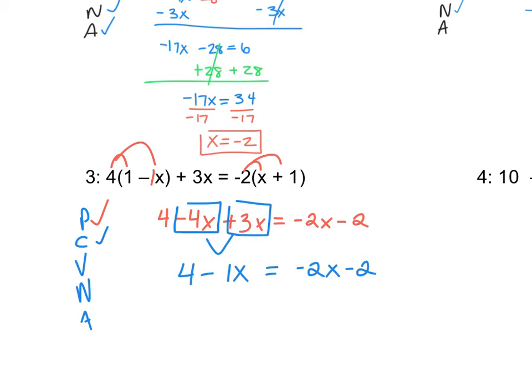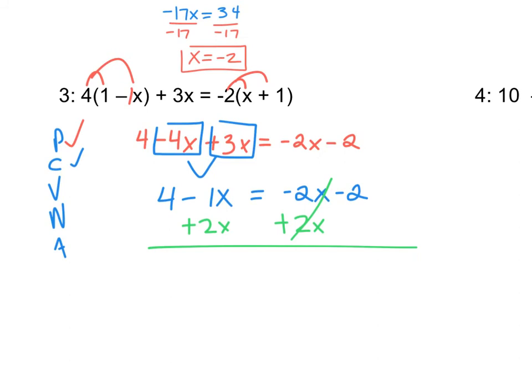Now I need to get all of my variables to the left-hand side. So I have to ask myself, how do I get rid of a -2x? The only way to get rid of subtraction is to add. So I'm going to add 2x, add 2x. My 2x's cancel. So -1x plus 2x is 1x. So I have 4 plus 1x equals -2. You don't have to write this one. I just did it as a reminder.